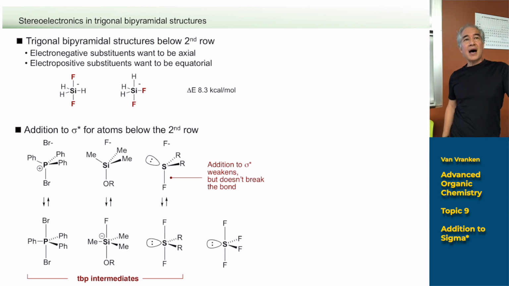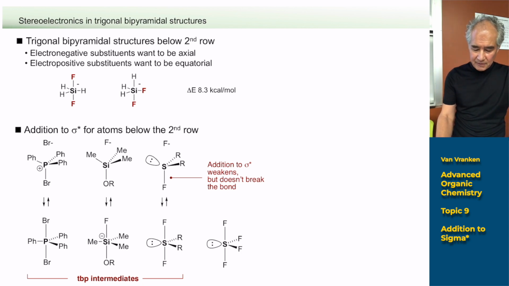Now, you're going to see a lot of intermediates that involve trigonal bipyramidal structures, not transition states, but stable structures that you have to draw. You don't have to draw transition states unless I ask you to draw a transition state, but you do have to draw intermediates and steps in arrow-pushing reactions.